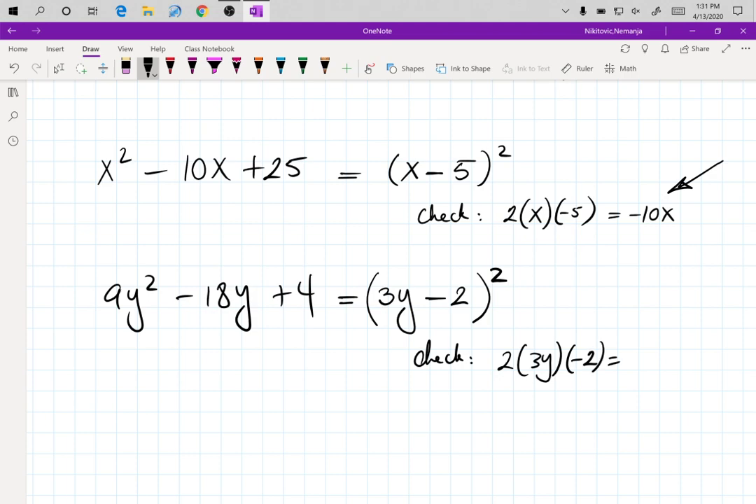2 times 3 is 6. Times 2 is negative 12y. Not the same as negative 18y, so this is wrong. Cannot factor.